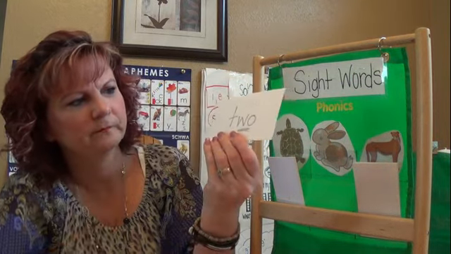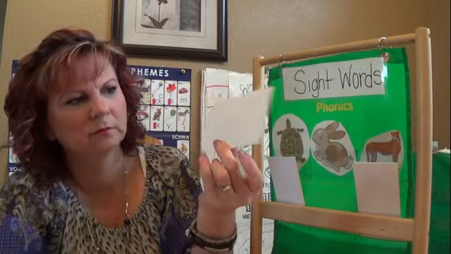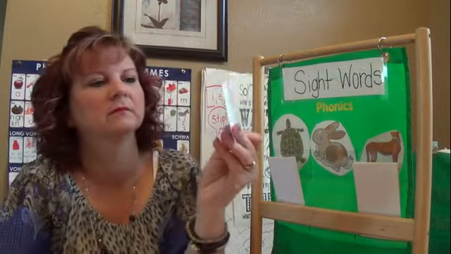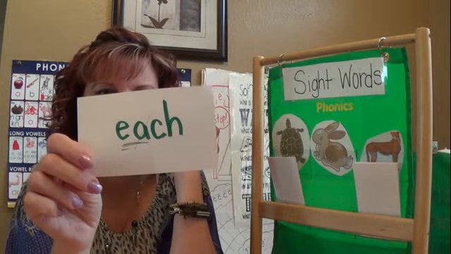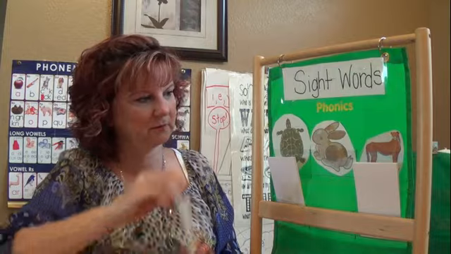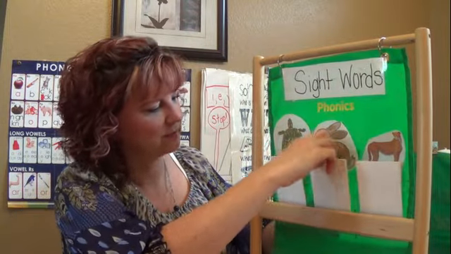First, 2, upside down, please, and each. Good. All right, those are our bunny words. Next, we have our turtle words.